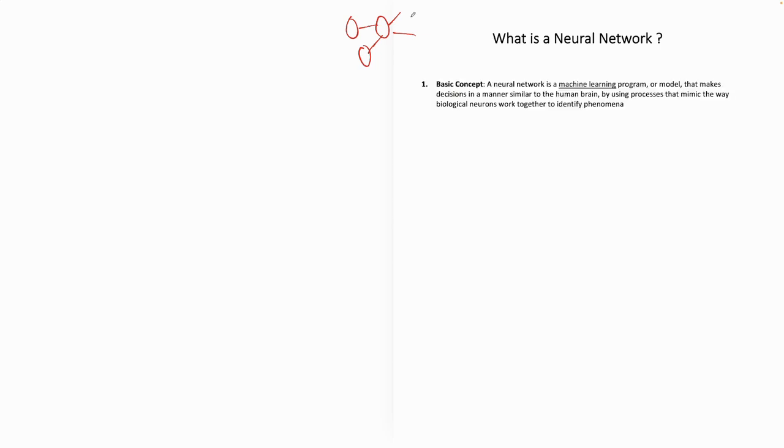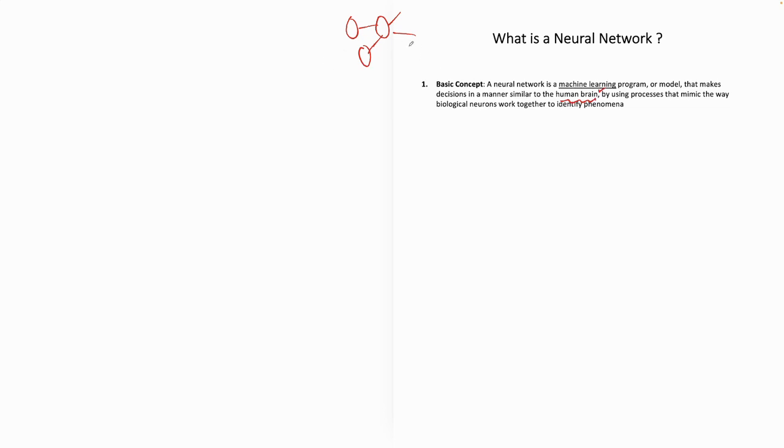In a human brain we call them neurons or nerve cells, but with neural networks, we normally call them artificial neurons, right? Now you might ask, but what is a neural network? A neural network is a machine learning program or a model that makes decisions in a manner similar to the human brain. Very important: it makes decisions similar to how a human brain does.